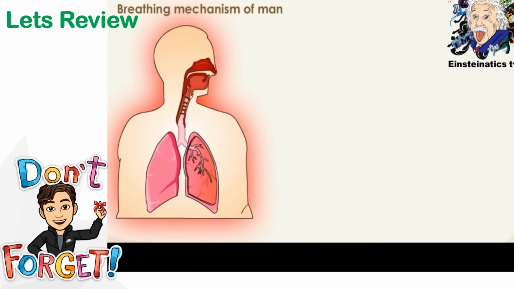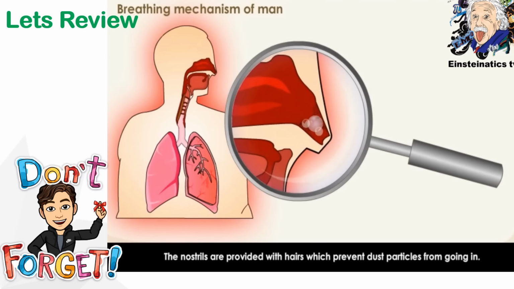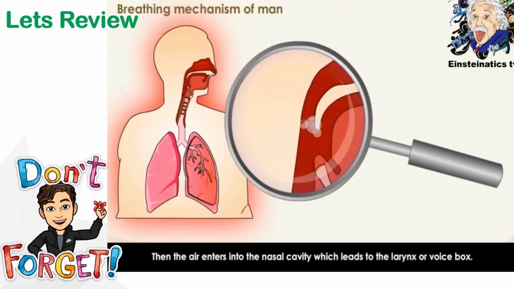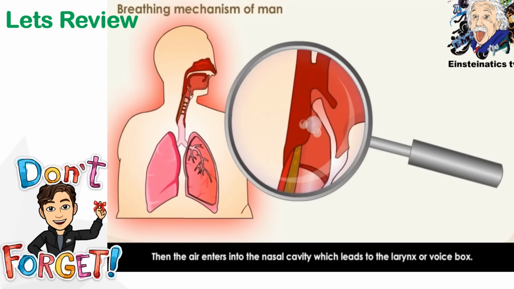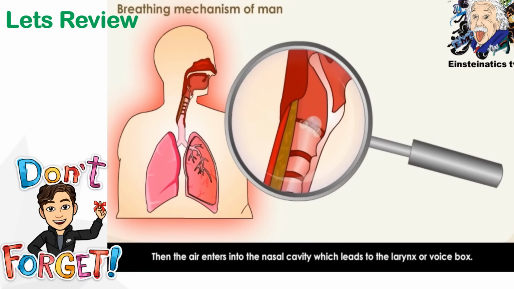Now let's take a look at the breathing mechanism of man. First, air enters through the nostrils in the nose. The nostrils are provided with hairs which prevent dust particles from going in. So that's one feature of a nostril. Now when the air enters the nasal cavity, it then leads to the larynx, also known as the voice box.